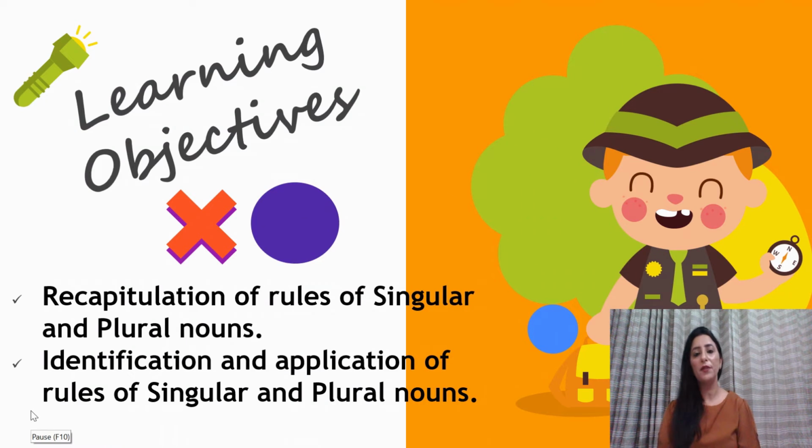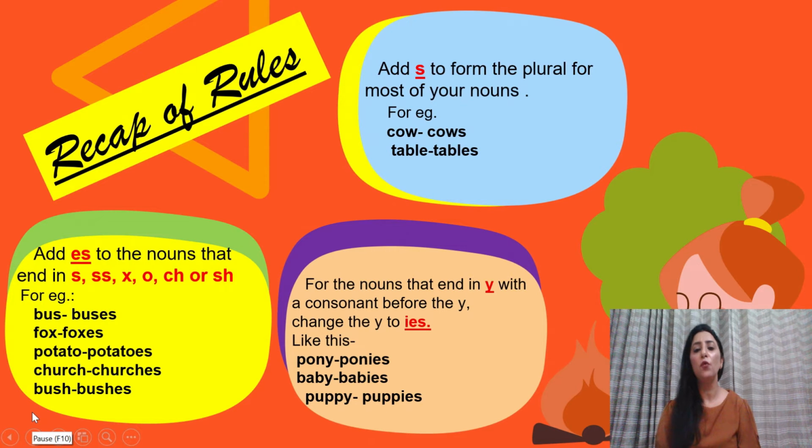Well, these are the learning objectives of today's session. We are going to recapitulate the rules of converting singular nouns into plural nouns, and we are going to identify and apply rules of singular and plural nouns. Let's have a quick recap of rules which we already discussed in part 1 video as well. So rule number 1, we add s to form the plural for most nouns. For example, cow becomes cows, so simply we are adding s to form its plural form. Table becomes tables, so we are simply adding s to form its plural form.